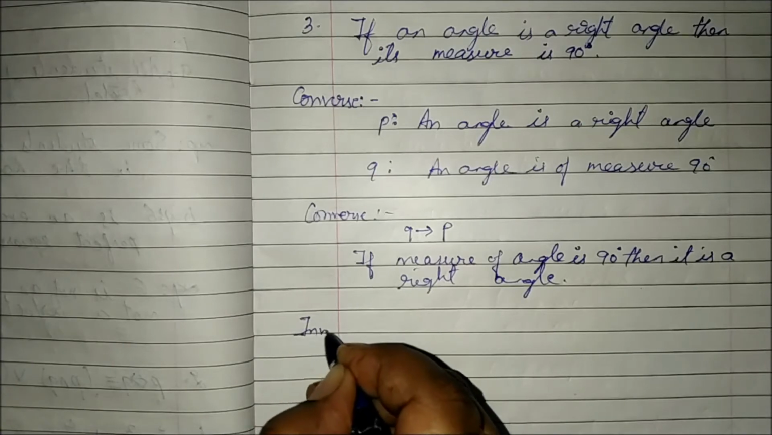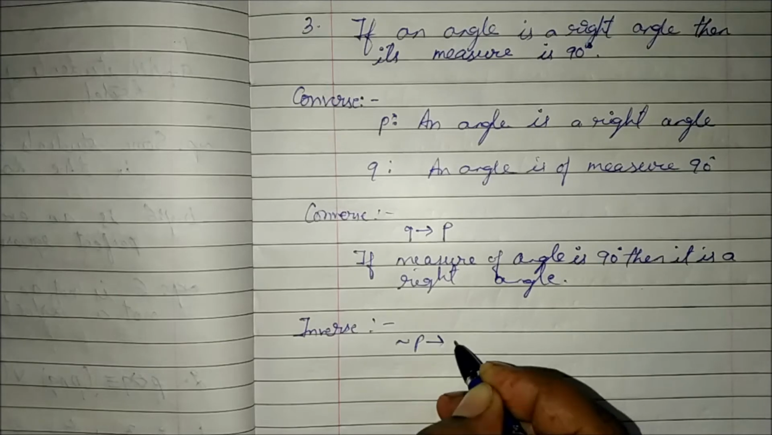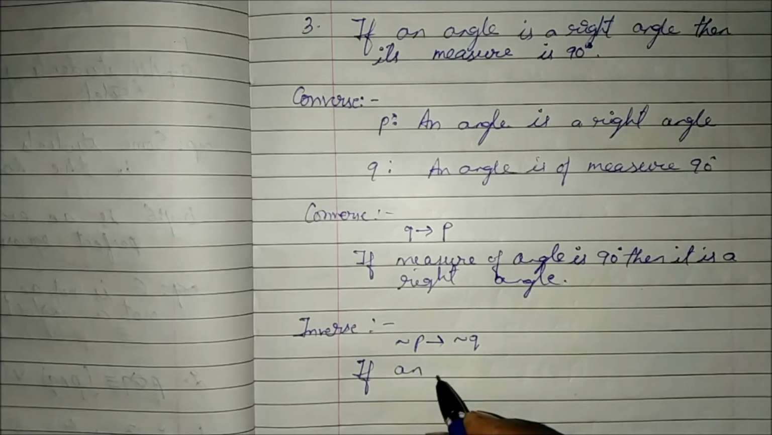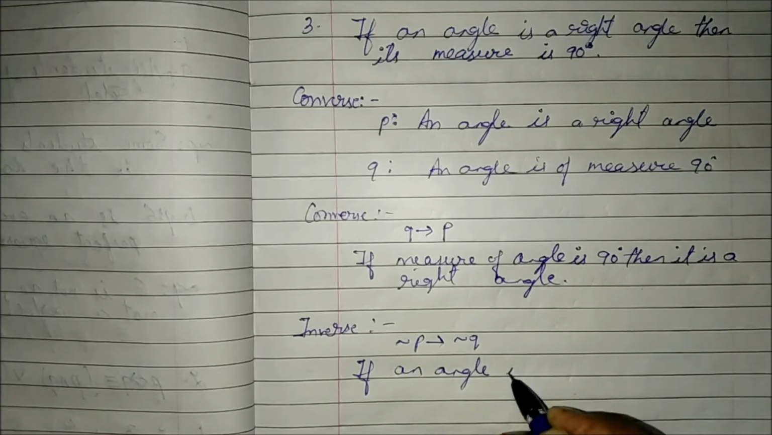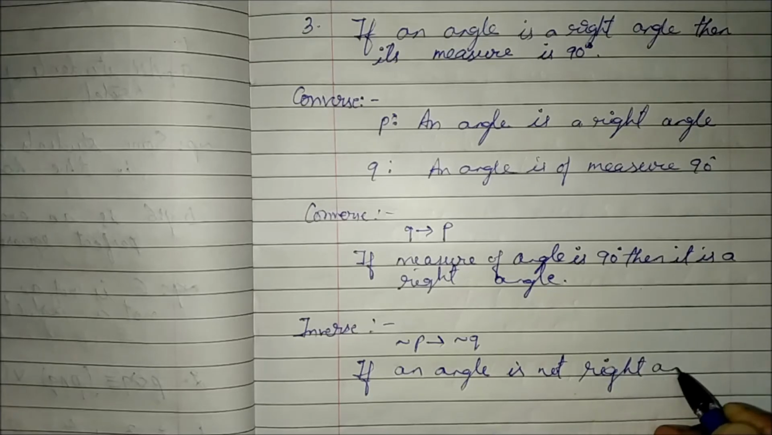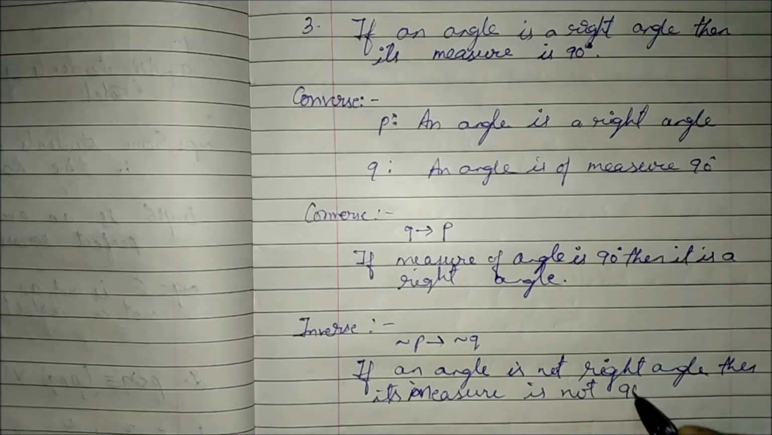Now we write inverse. What is inverse? Inverse is not P implies not Q. So inverse is, if an angle is not right angle, then its measure is not 90 degree. Okay, this is inverse.